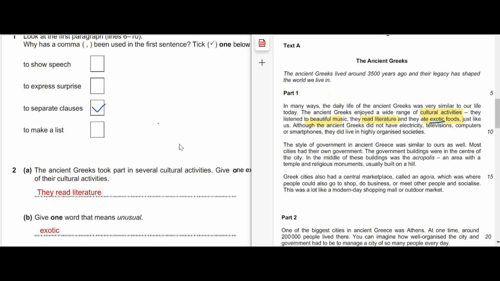Next, let's move on. Now we're in Question 3. Look at the third paragraph. Which word links the information in the third paragraph to the information in the second paragraph? So from the first paragraph, now we jump to the third paragraph. Check the third paragraph according to the instruction. 10 seconds from now.